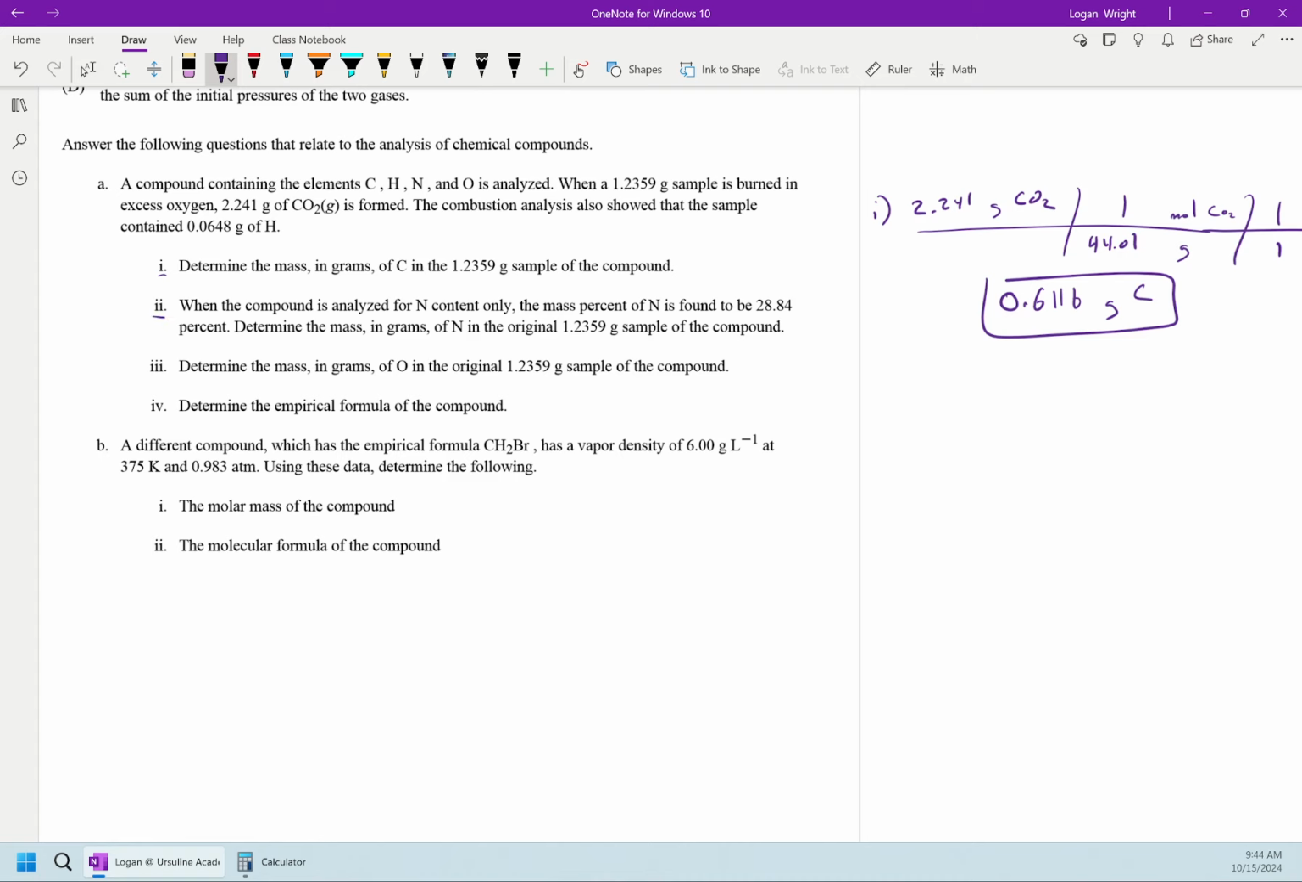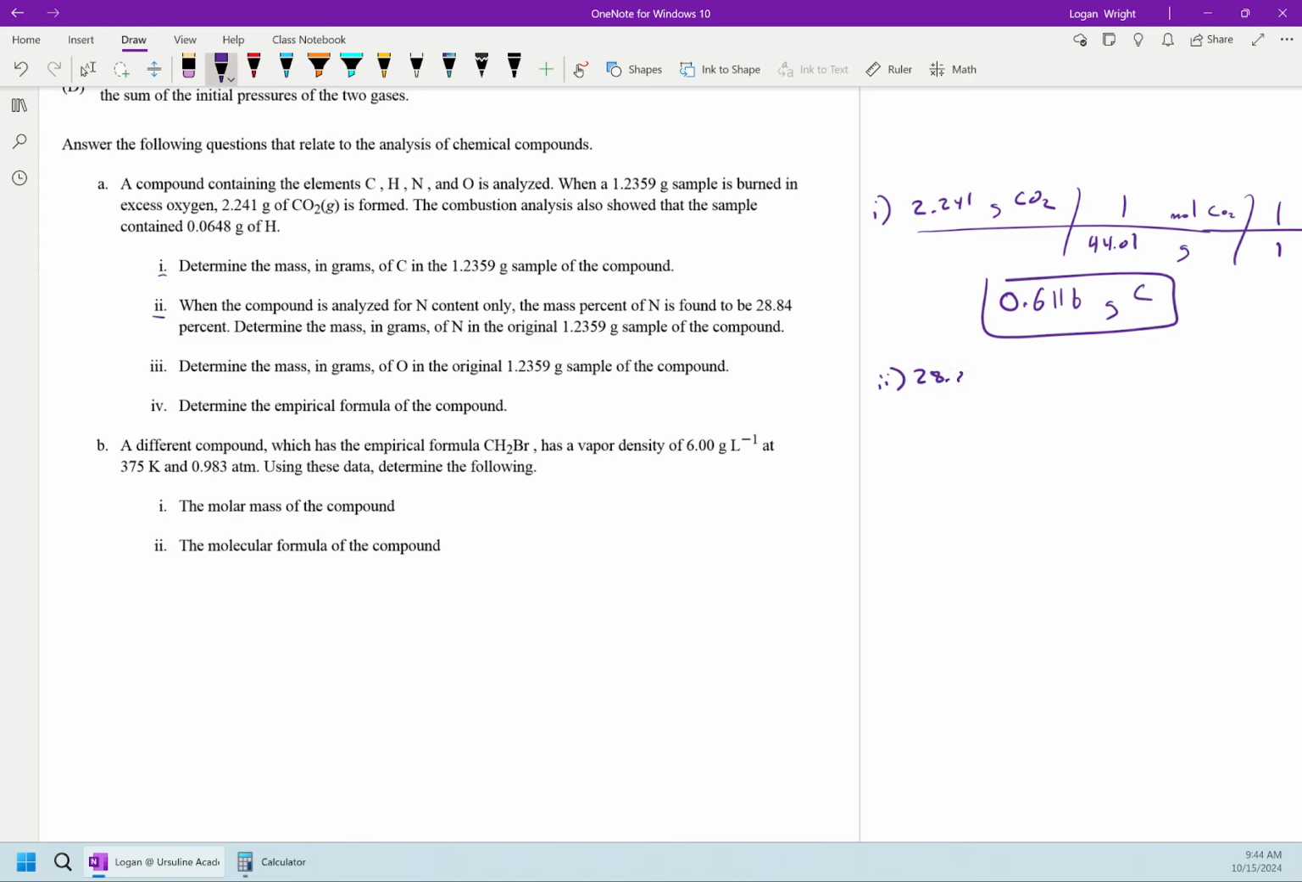Let's go on to number 2. When the compound is analyzed for nitrogen content only, the mass percent of nitrogen is found to be 28.84%. Determine the mass in grams in the original 1.2359 gram sample. So this is really easy.